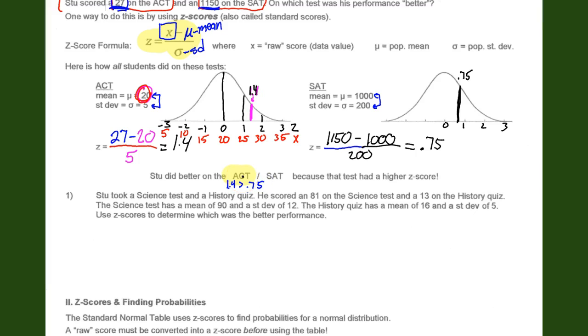If you want to look at it as percentile, we could actually look up on the z-score table and find out what the decimal is, and that's the percentile that he scored for each of the tests. So what percent he was better than. So here, definitely more than here.